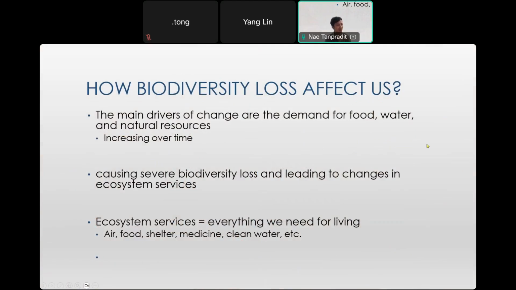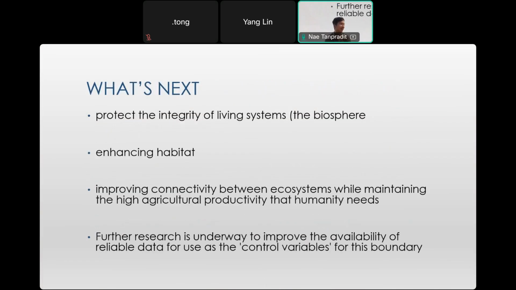But biodiversity loss affects us through ecosystem services, and we have talked about this many times. Ecosystem services are everything we need for living: air, food, shelter, medicine, clean water, clean air, like that. Okay, and what should we do next?